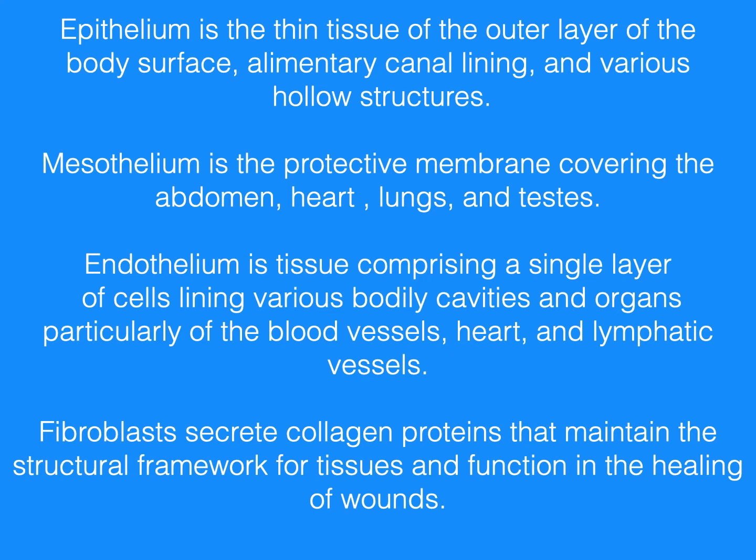Epithelium is the thin tissue of the outer layer of the body surface, alimentary canal lining, and various hollow structures. Mesothelium is the protective membrane covering the abdomen, heart, lungs, and testes. Endothelium is tissue comprising a single layer of cells lining various bodily cavities and organs, particularly of the blood vessels, heart, and lymphatic vessels. Fibroblasts secrete collagen proteins that maintain the structural framework for tissues and function in the healing of wounds.